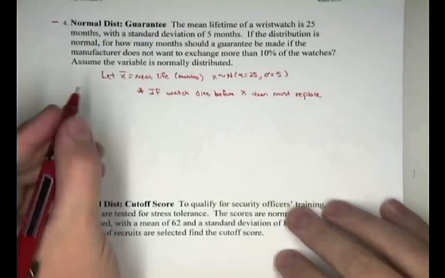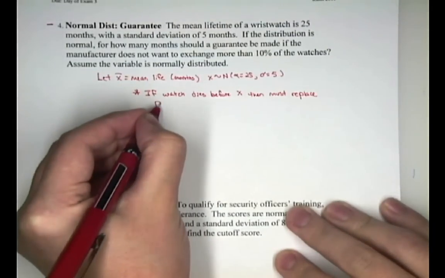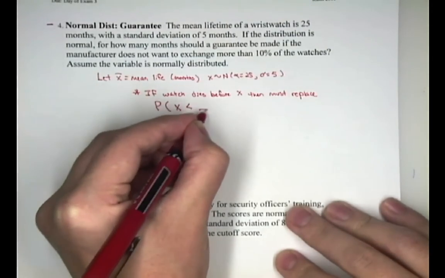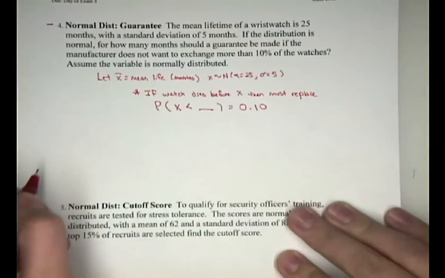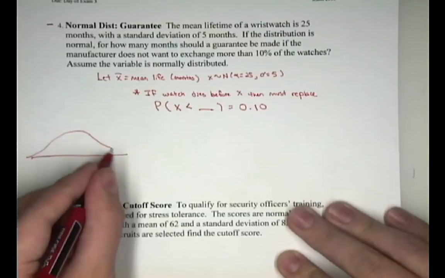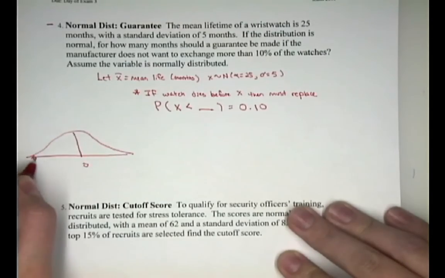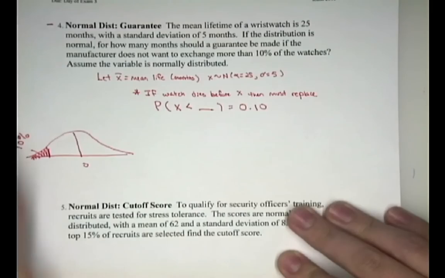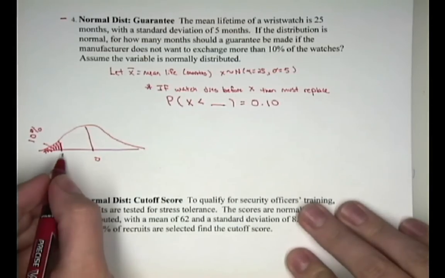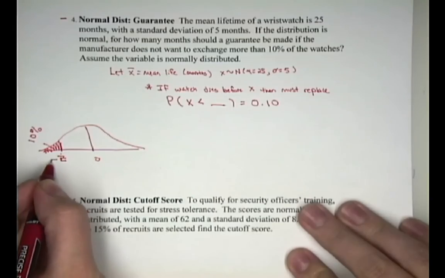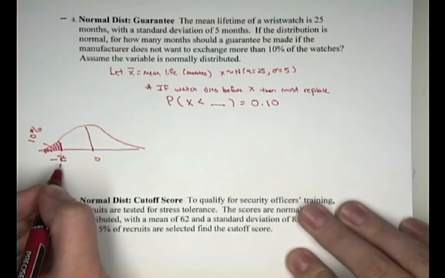So what they're saying mathematically is this probability that X lasts less than some number needs to be equal to 10%, or what they're saying in a picture view is they're saying, hey, here's the amount of watches that are gonna die, and we don't want this area to be anything more than 10%, right? So what you gotta do is figure out what is this number right here. Well, it's some z value. It's a z-score, and it's negative because it's on the left-hand side of 0.